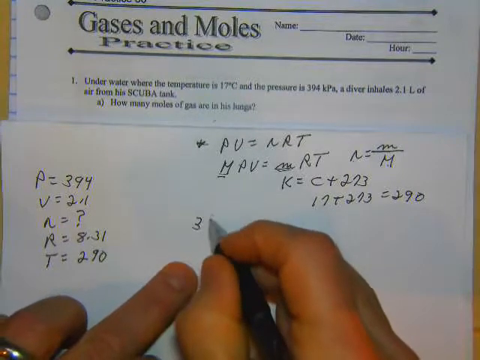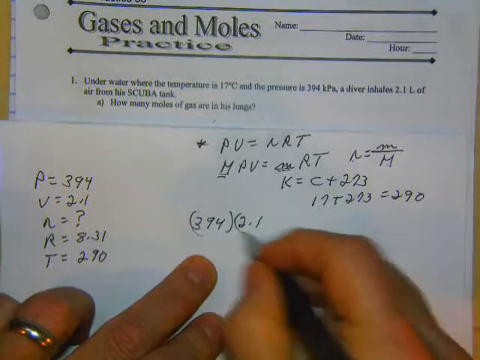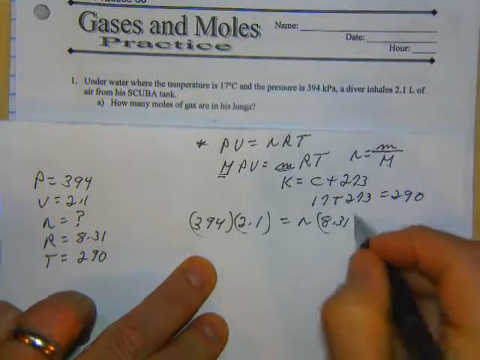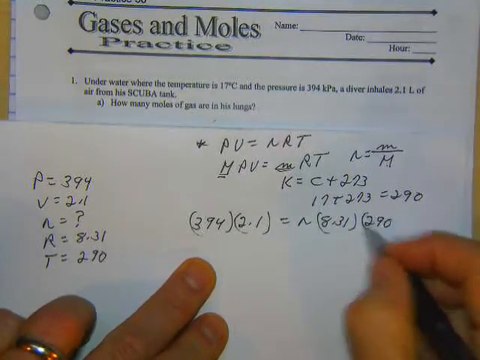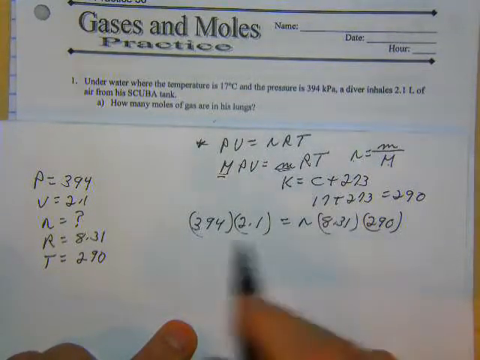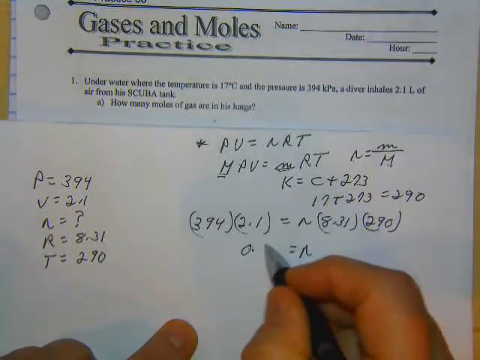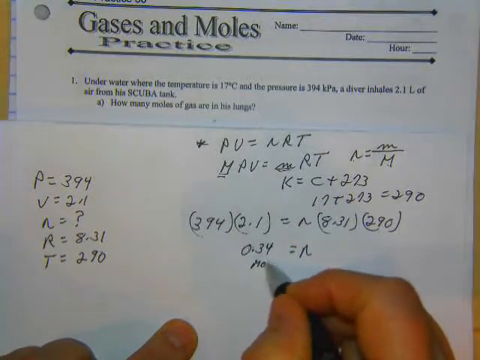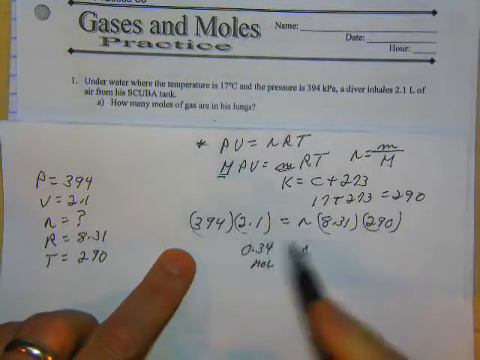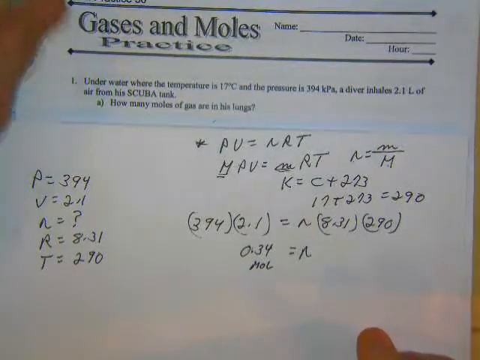So 394 times 2.1. We're looking for the number of moles. R is 8.31 and a temperature of 290. And if my math is correct here, we're going to have n equals 0.34 moles. And again, we're looking at the number of sig figs, 3232, so our answer has to be in 2 sig figs. Alright, let's look at B.